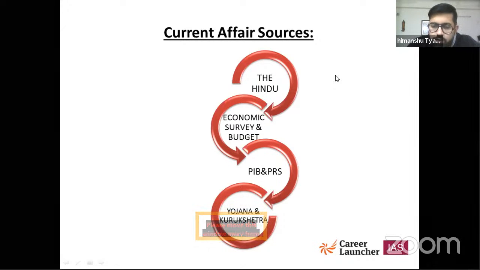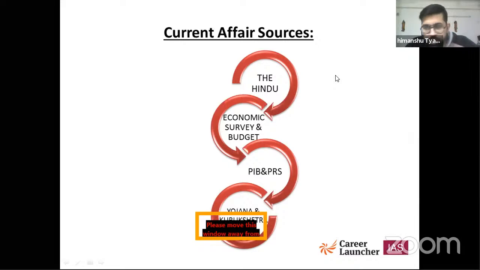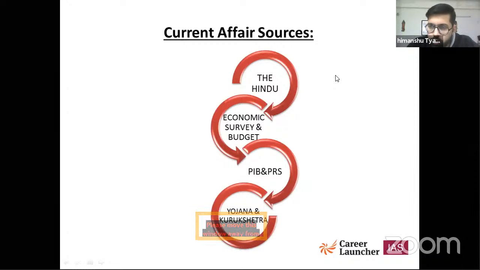Now I have given you a little idea about what kind of sources you can refer to while doing your current affairs preparation for UPSC. You can refer to one newspaper, either The Hindu or Indian Express. Then you need to refer to the Economic Survey and Budget of the year in which you are giving your examination. You need to go through the PIB and PRS websites once or twice a week, and follow Yojana and Kurukshetra, monthly magazines, every year. If you're doing this much for the whole year, it is good enough. There is nothing else you need to do other than practice.